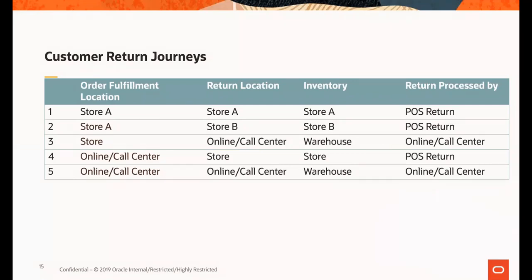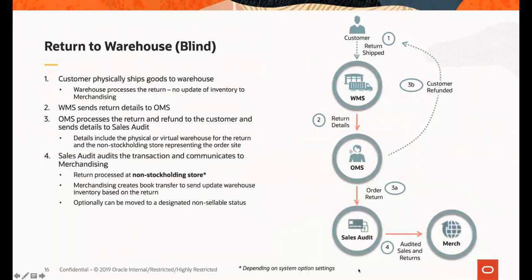So first, let's talk about the return to the warehouse process. Sometimes we talk about two different types of returns to the warehouse. There can be a return where the warehouse already knows that it's coming and has the details about what to expect, or there could be what we call a blind return. This is a little bit simpler process and maybe more common for a lot of retailers. So I thought we could walk through this one.